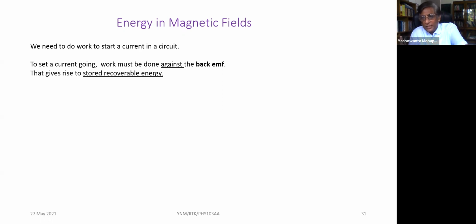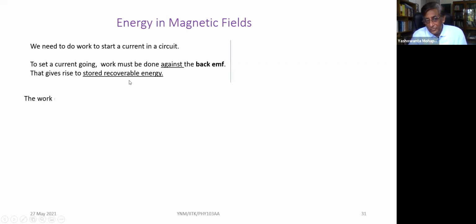I'm taking any circuit. So if now you have to set up a current in that circuit, you have to work against the back EMF that we have just seen because of the self inductance. So you are doing work, and where does that work go? The work done against the back EMF is stored as recoverable energy.